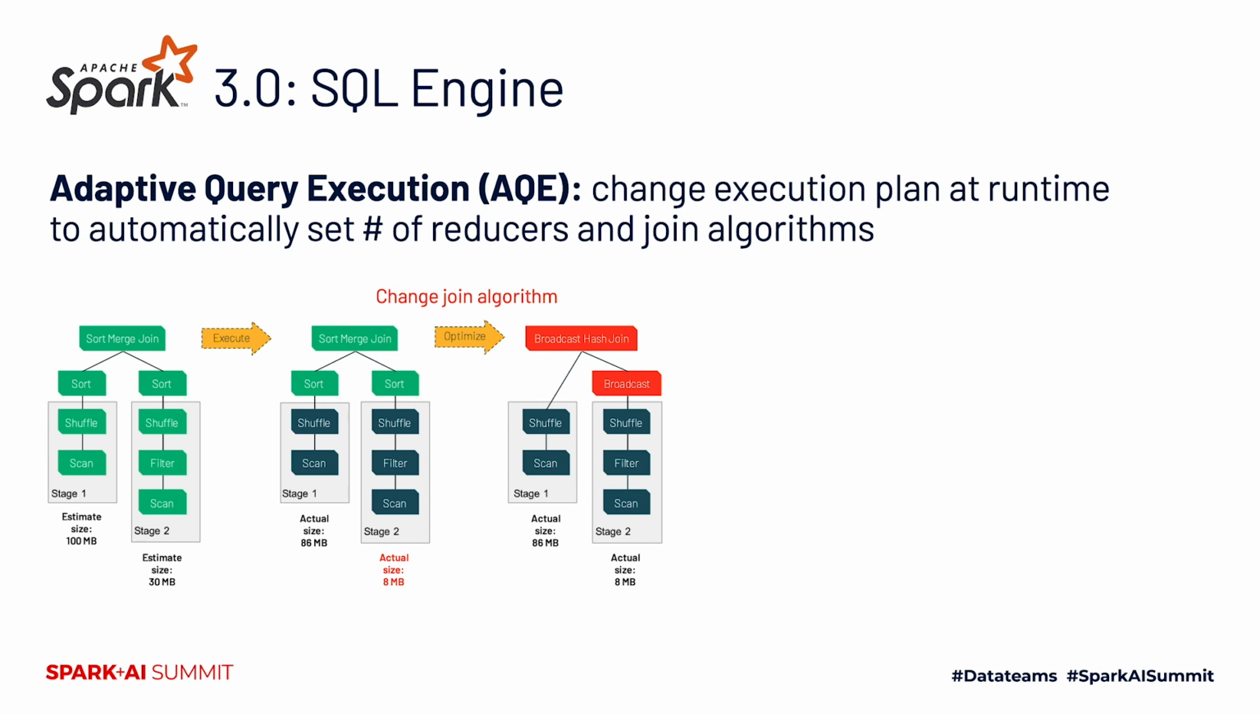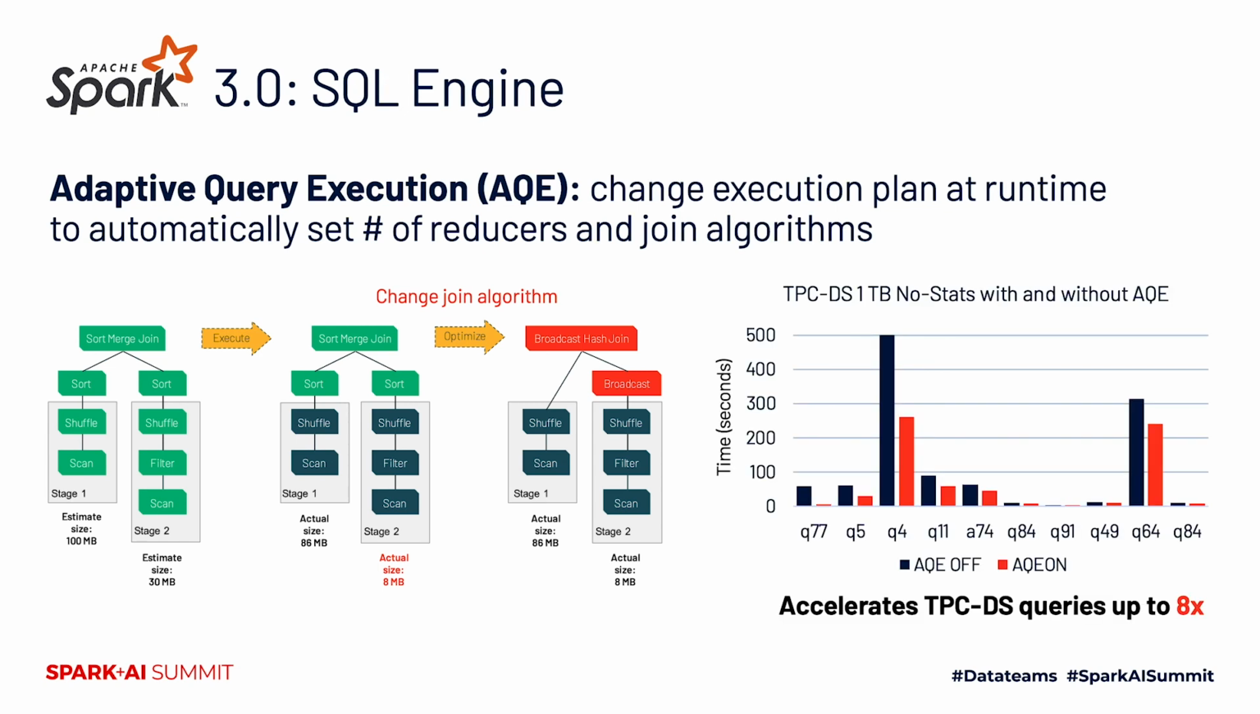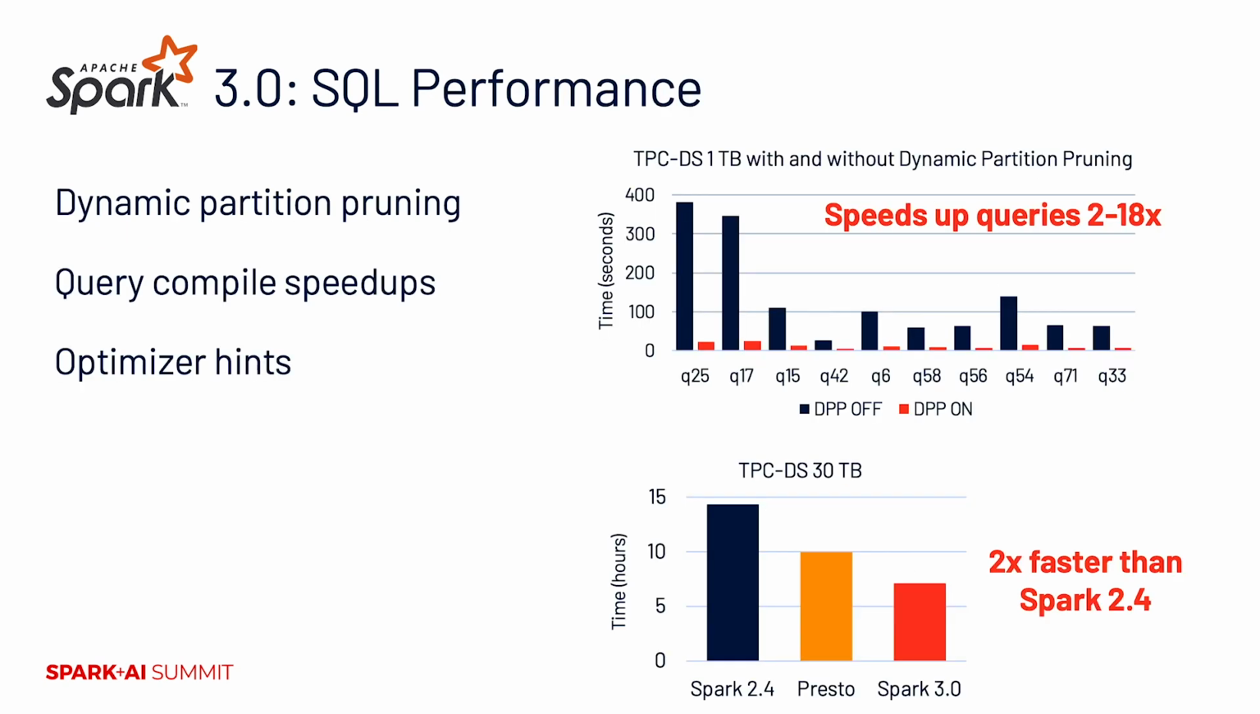And this results in really big speedups on SQL workloads. So for example, on TPCDS queries, we've seen up to a factor of 8 speedup with AQE. And even better, it means you can actually run Spark on a lot of data sets even without pre-computing statistics and get great performance because it discovers the statistics as you go along. Okay. That's just one of the changes that affects both SQL usability and performance. There's quite a bit more.